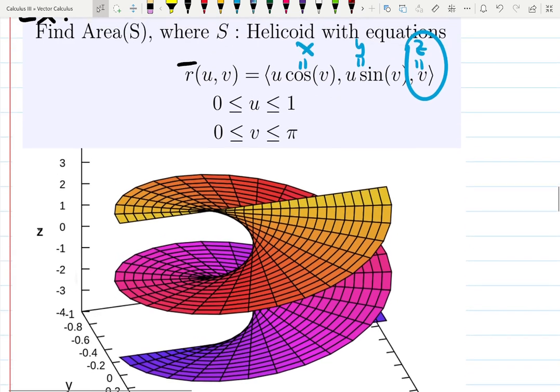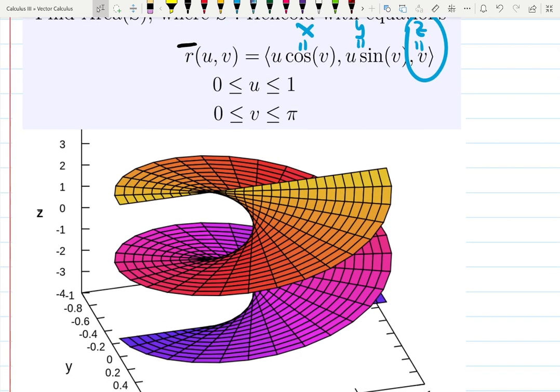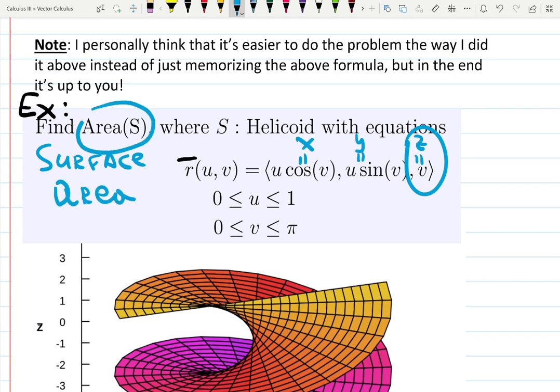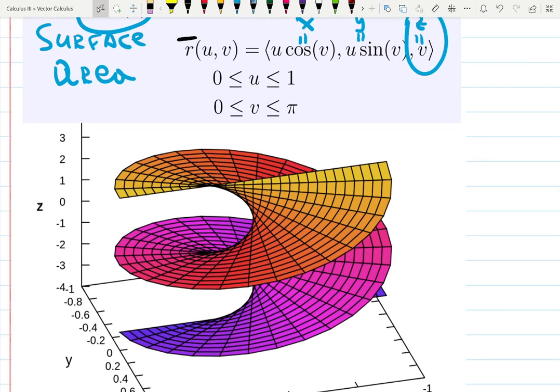Helicoid, this is how it looks like. Helix with some width. So they want us to find the surface area. So this is a surface area of this object, from u from 0 to 1, v from 0 to pi. And you should help me with these steps here.